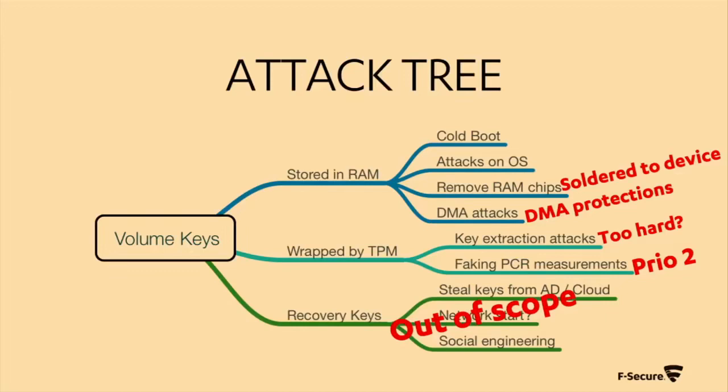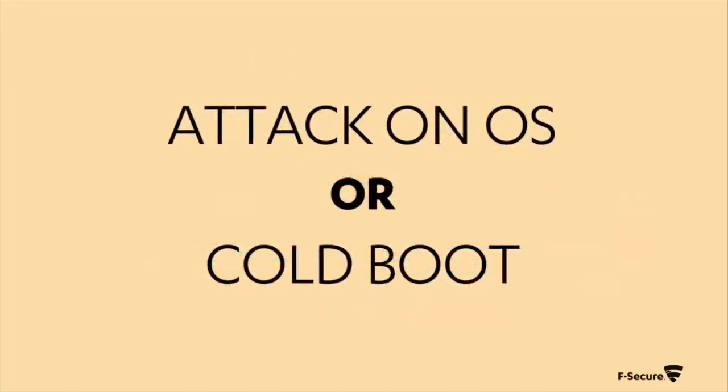either those RAM chips were soldered to the motherboard, so that wasn't an option, or we figured there's probably easier things to do. So we had two options left on our attack path mapping, which was either we attack the OS directly, so if we have a machine, we can connect to it over the network, something like that.